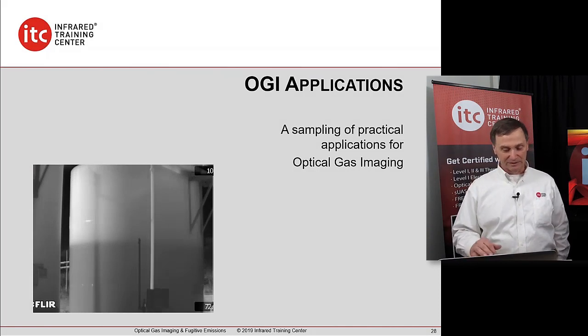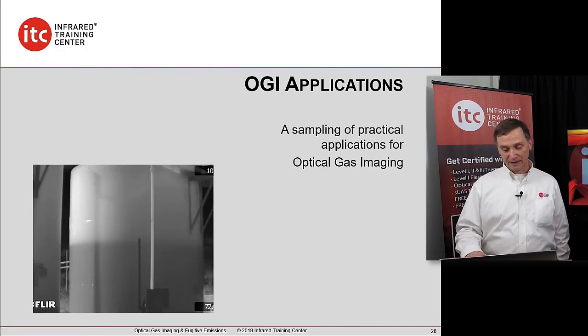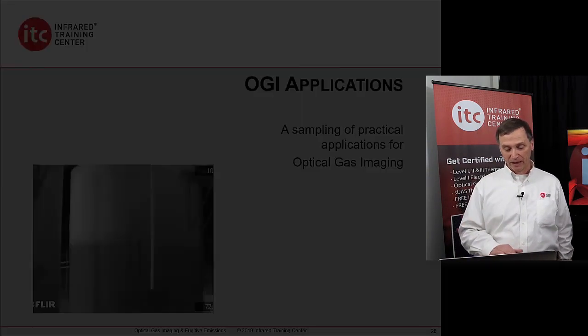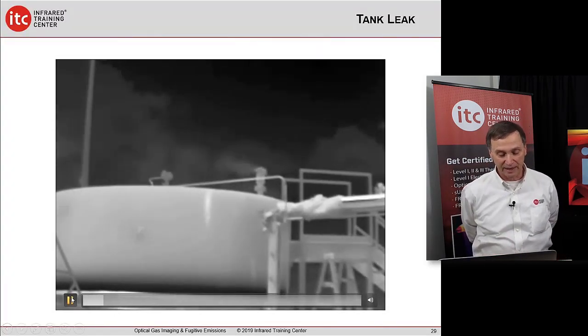A few applications. One thing you can see here with virtually any infrared camera, if you're at the right time of the day, you can get an indication of tank level. And that doesn't require an OGI camera. You can do that with a regular thermography camera. Here is a gas leak off of a valve on the top of a tank.